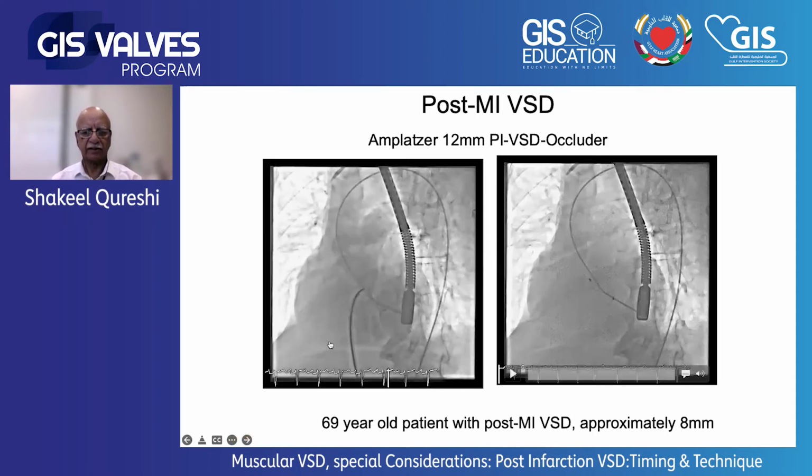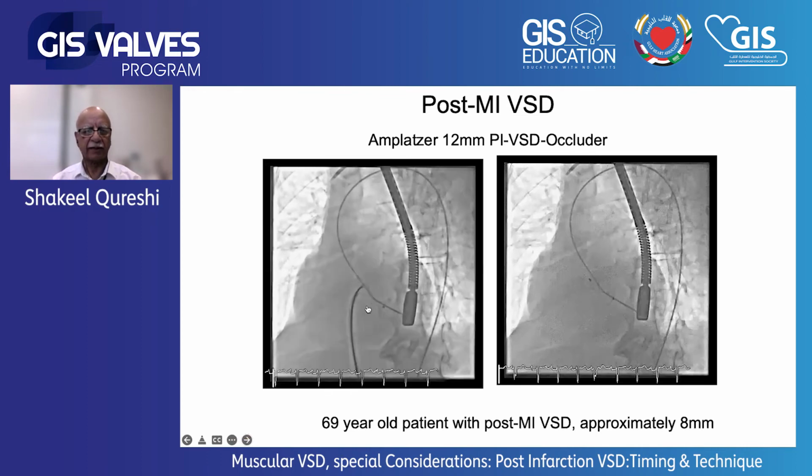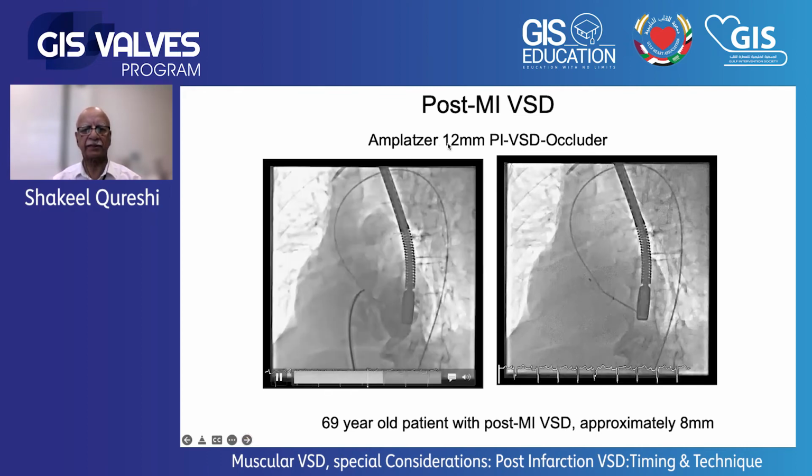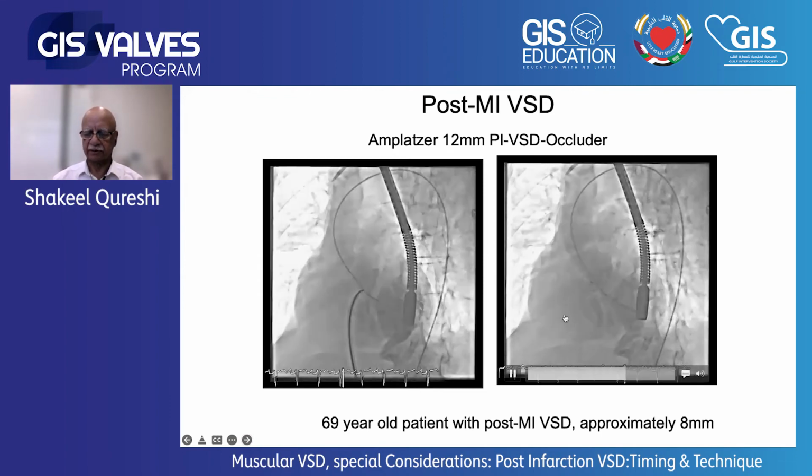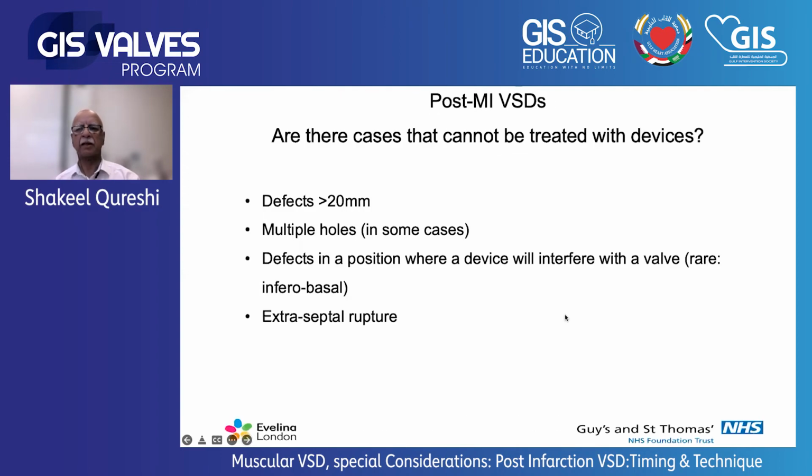Here's a 69-year-old patient with a post-MI VSD of about 8 millimeters, in whom a 12 millimeter Amplatzer post-infarct VSD occluder was deployed and then released. And there's the final angiogram showing a little bit of residual shunt, but a satisfactory position nevertheless. There are some defects that can't be closed: if they're more than 2 to 2.5 centimeters, if there are multiple holes, if the defects are in a position where a device will interfere with a valve, such as the inferobasal ruptures, and when there's extra septal rupture, which is much more complex.